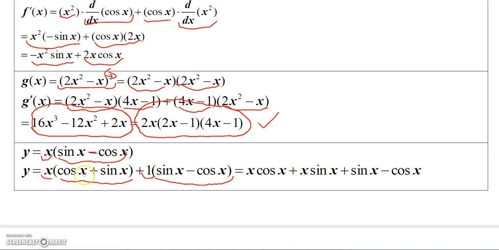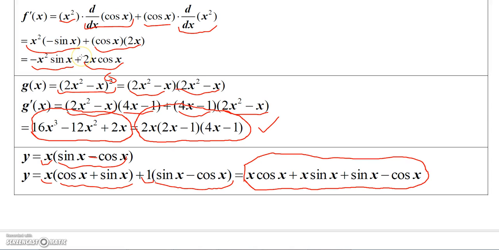And then in the last step, I went ahead and simplified this. If I distribute the x here, and of course multiplying by 1 doesn't change anything, then I'll get 4 terms, x cosine x, x sine x, plus sine x minus cosine x. And so that's the derivative of that product. Okay, now we also have a rule for the quotient of two functions, and so I'll do that in the next video.